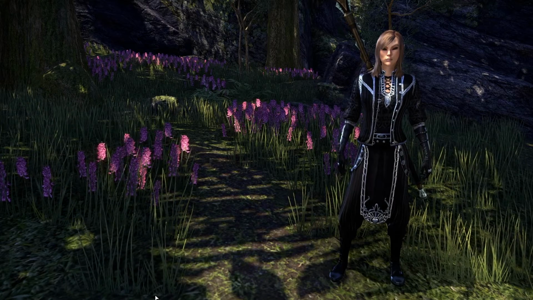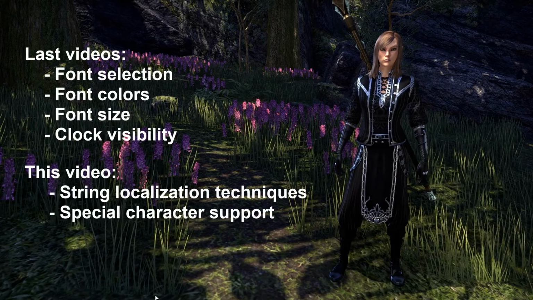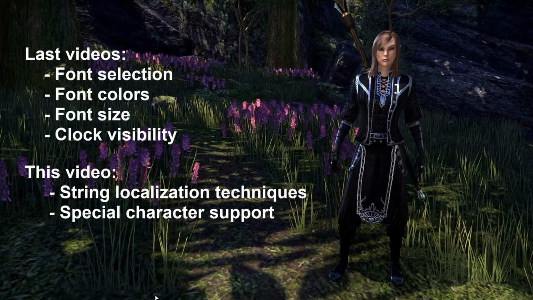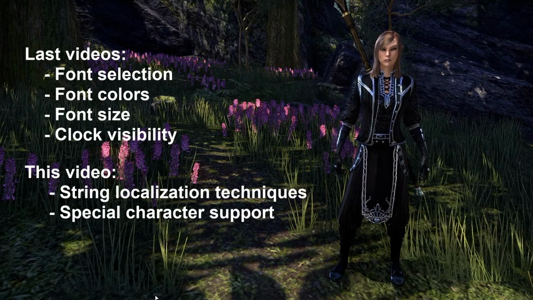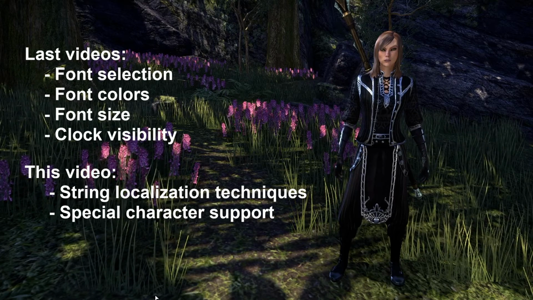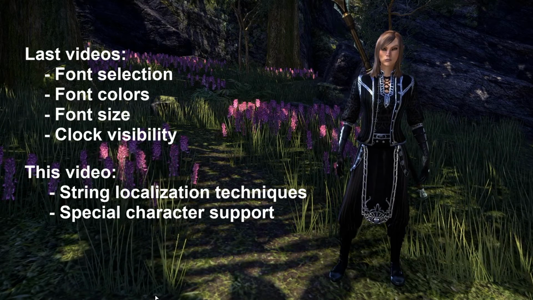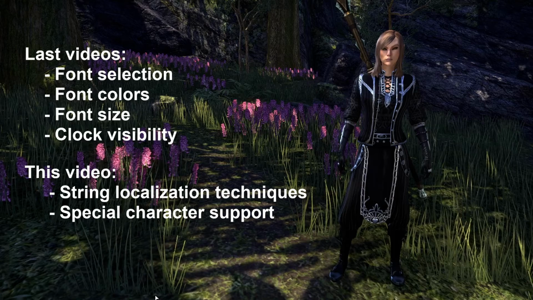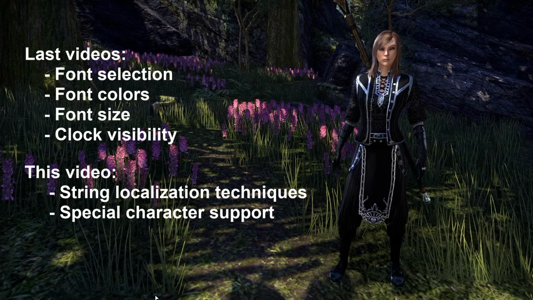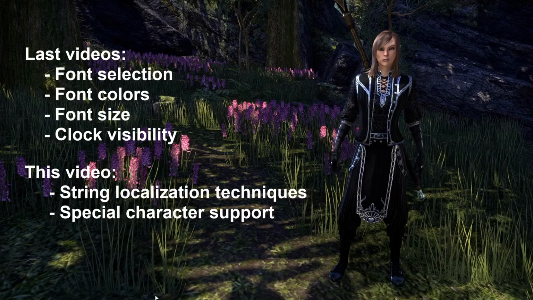In the last videos, we enabled the use of saved variables and provided functionality for showing the clock, hiding the clock, giving the user a choice of game-provided fonts, font size, and font color. In this video, we're going to provide language support, called language localization, for English and French. Of course, these instructions may be adapted for any of the officially supported languages by ESO.